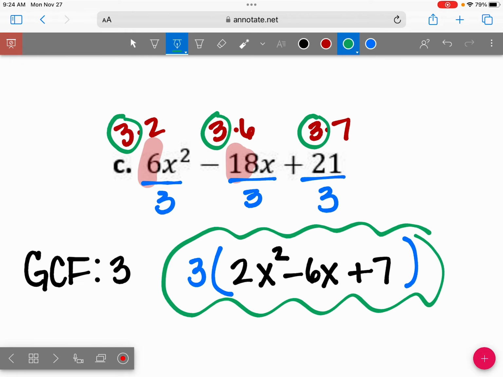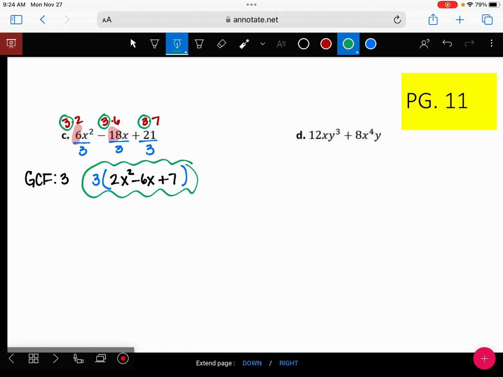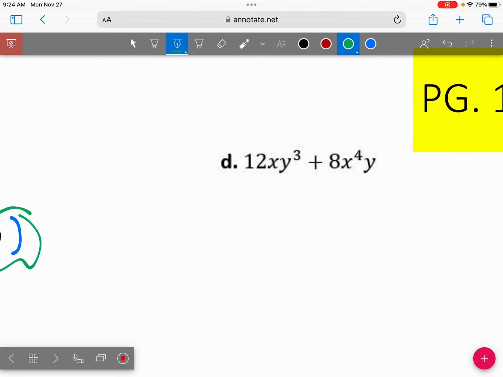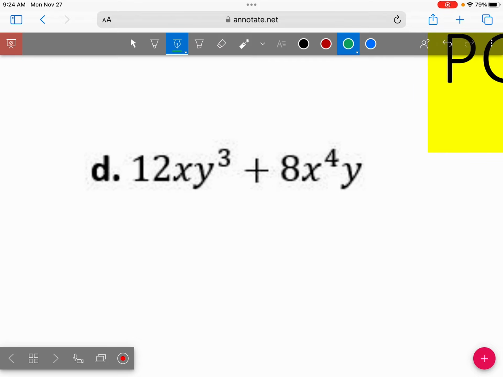All right, last question. For this last question, now we have 2 variables. So let's start off with the numbers though. So first let's talk about 12 and 8. So we have to figure out the GCF of 12 and 8. So that would be the largest number that I can divide into 12 and 8.